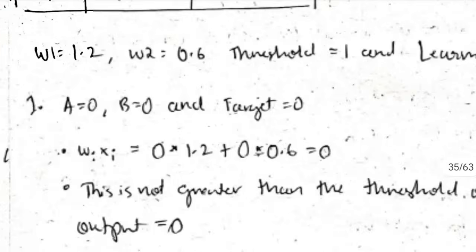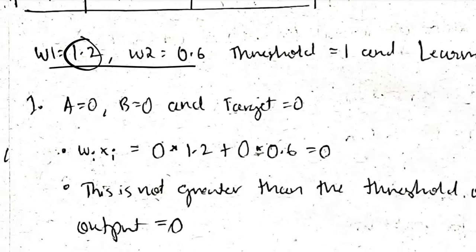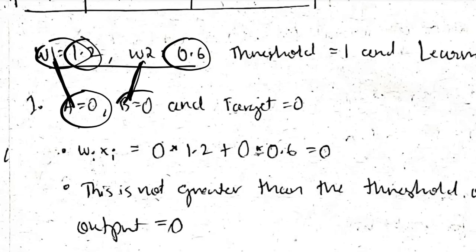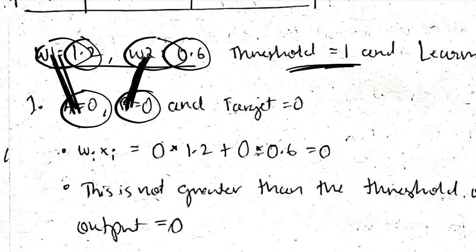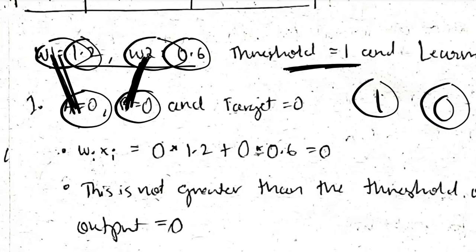All you have to care about now is just the weights, W1 and W2. For W1 I should multiply A, for W2 I should multiply B, right? So I multiply A and W1, add it with B times W2, means find this multiplication answer, find the other multiplication answer, and add them up. If I am getting the answer more than 1, then I will output 1. If I am getting the answer less than 1, I'll output 0. This is what I have defined.